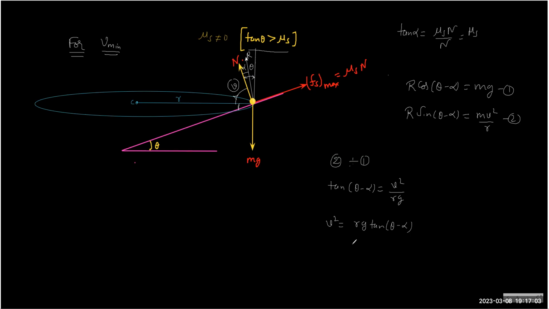What is the difference from the previous question to this question? The tan theta got replaced by tan theta minus alpha, right? And this is called the V minimum case, which is under root of RG tan theta minus alpha.